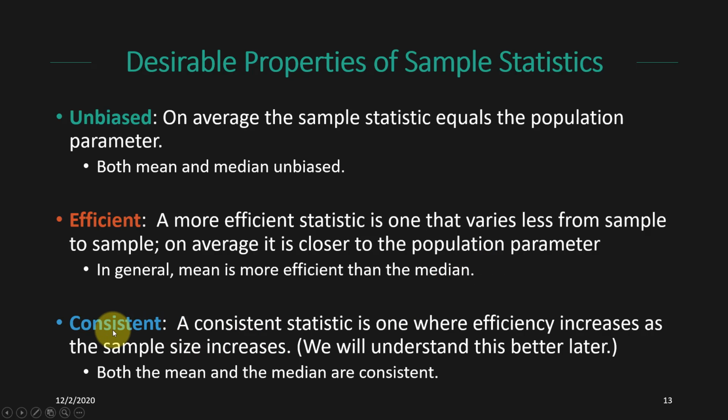And then we also want these estimators to be consistent. A consistent statistic is one where the efficiency increases as the sample size increases. You'll understand this a bit better when we talk about the central limit theorem in some future videos. But the idea being that efficiency is how close it is to the population parameter from one sample to the next. Consistency means if I take a bigger sample, can I get even more efficient? And we find that both the mean and the median are consistent.